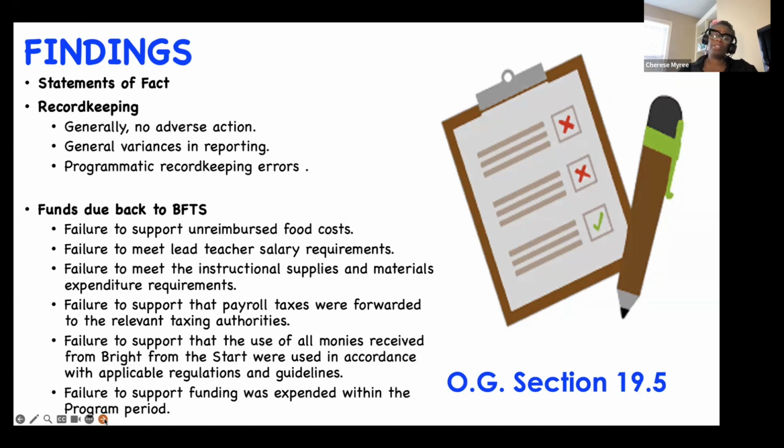Failure to support that funding was expended within the program period is another reason why money may be due back. Remember, as I said, funds have to be expended by June 30th, which is the end of the program year, unless otherwise directed. You have to keep that support on file if you have some other direction. But June 30th is when all money has to be spent.